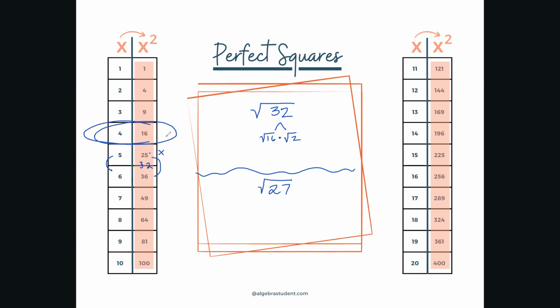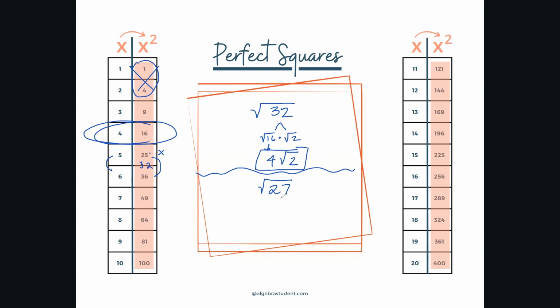Well, 16 is a perfect square. It's 4 squared. So square root of 16 is 4. And then if I look at 2 over here, it's not a perfect square. It's not up there. So that means it just stays the way it is. So the square root of 32 simplifies to 4 times the square root of 2.